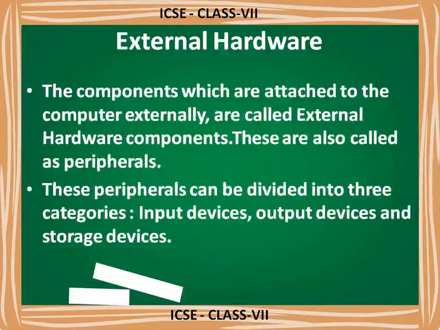External hardware: the components which are attached to the computer externally are called external hardware. Just the opposite of internal, the components which are present outside. Those components are attached outside. These are also called peripherals. So these external hardware are also called peripherals.